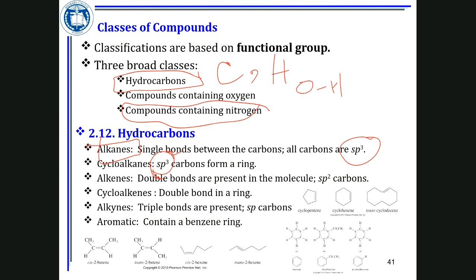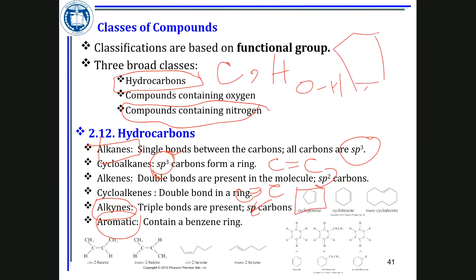Then we have alkene. Alkene has a CC double bond, and if we have a carbon with 1 pi bond, it's going to be sp2. Cycloalkene is a cyclic system that also has a CC double bond. Alkyne is going to be a CC triple bond, and we talked about the CC triple bond being sp hybridization. And then aromatic compounds, those are the compounds that have a benzene ring.